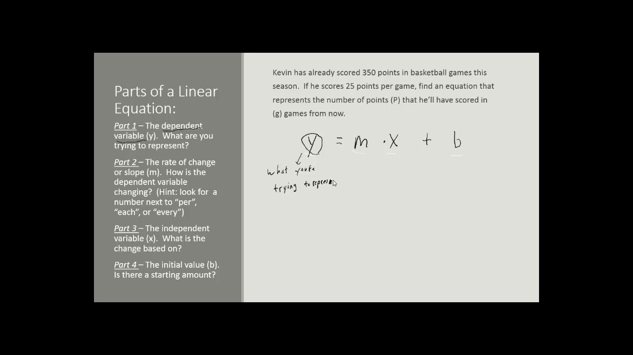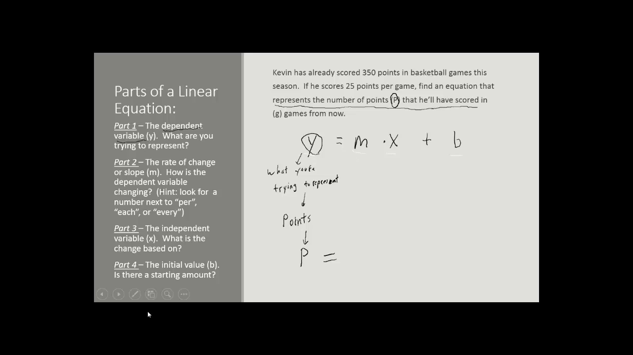So let's read through the question again and see what it wants us to represent. If he scores 25 points per game, find an equation that represents the number of points that he'll have scored. So what we're trying to represent here is the points. And the question here says that the points is represented by the letter P. So instead of writing y, let's instead write P for our first term.